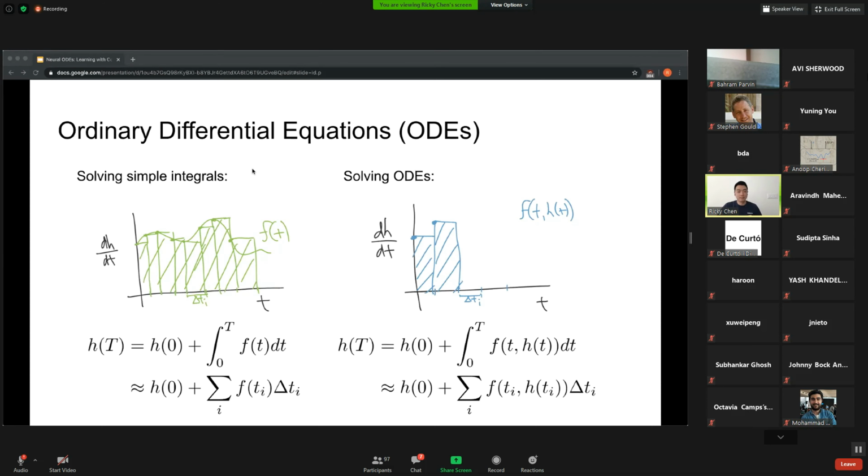So in many domains, the change in the state of a system doesn't really depend on the time itself, but it depends more on the current state of the system. Right? So this type of parameterization is also more generalizable to unseen time values.